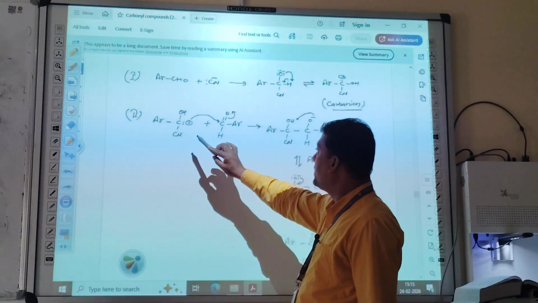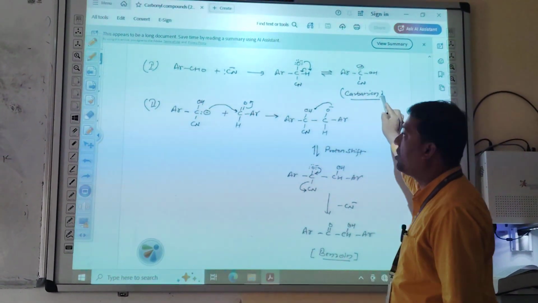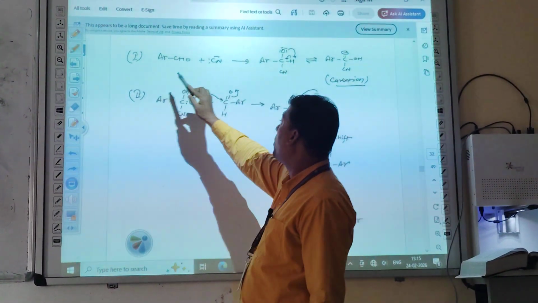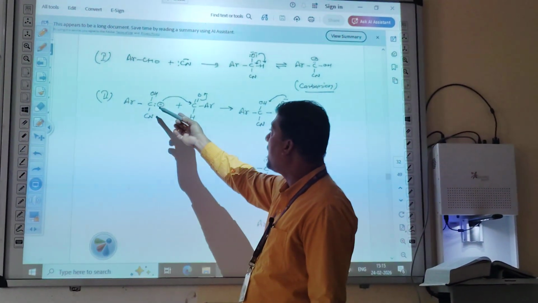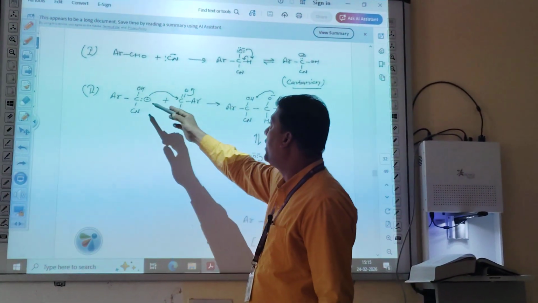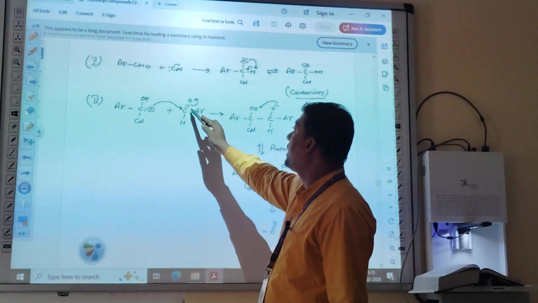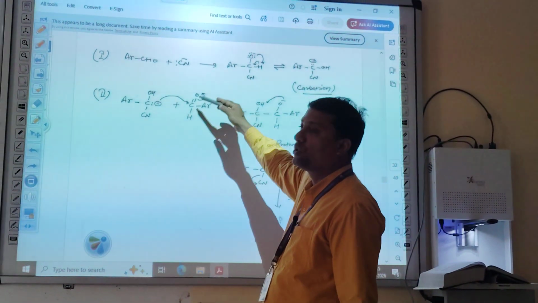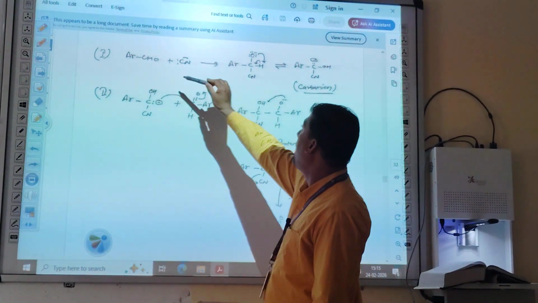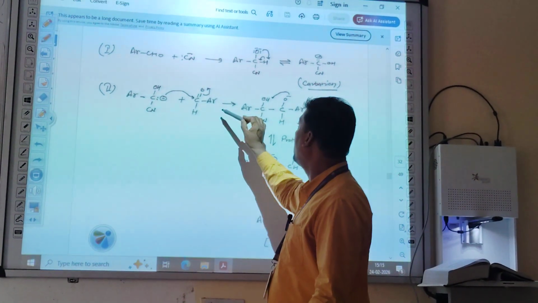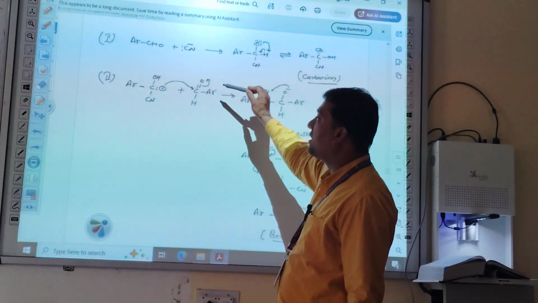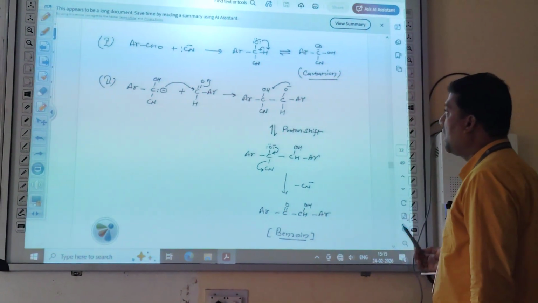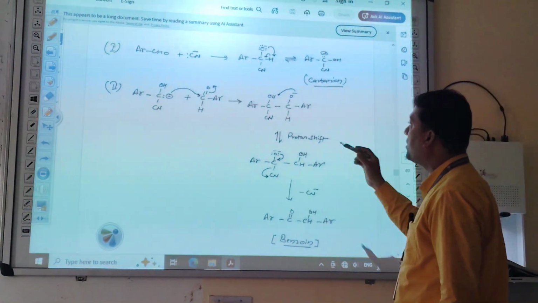The main thing is the formation of carbanion. In the first step, the formation of carbanion, negative charge, and that negative charge acts as a nucleophile, and it will attack the carbonyl carbon. These are the two important steps, and these two important things occur in all types of reactions.